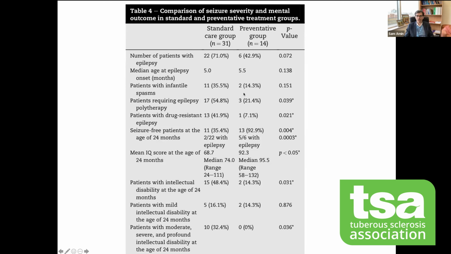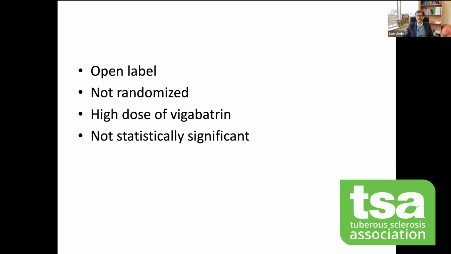And if you look at the patients with infantile spasms, again, 2 versus 11, again, that looks good. If you look at intellectual disability, 2 in the preventative group versus 15 in the standard group. So all in all, this table tells us that early treatment is good. But is that enough? Can we rely on this study to give vigabatrin? Because this drug can cause problems. Some of you may be familiar with this, it can cause visual field defect, can affect your vision.